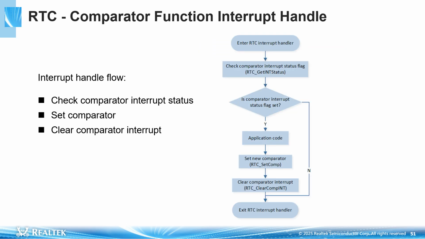When the RTC count value reaches the set comparator value, the comparator interrupt will be triggered. In the interrupt function, the interrupt status flag needs to be checked first. If the comparator interrupt flag is found to be set, the comparator interrupt status of RTC needs to be cleared.